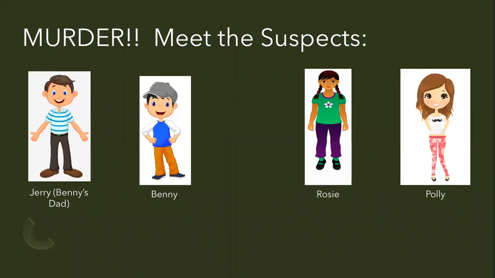First, let's meet the people that are at play in the murder. Benny is the son of Jerry, and Rosie and Polly are Benny's two best friends. One day, Benny and Jerry were taking their weekly Sunday hike through the woods of a popular park in town. Suddenly, as they were walking, Benny was stabbed with a knife and died at the scene.